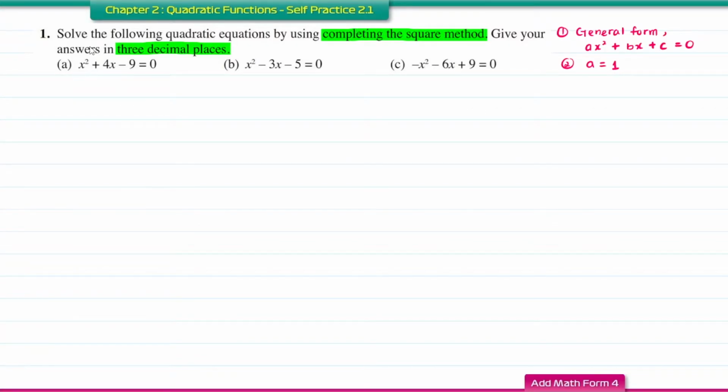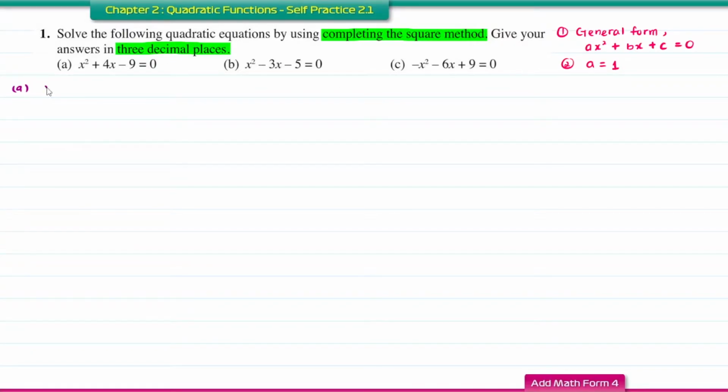Questions 1. Solve the following quadratic equations by using completing the square method. Give your answer in 3 decimal places. Before you start, make sure the quadratic equation is written in general form, which is ax squared plus bx plus c equal to 0, and the a is equal to positive 1.